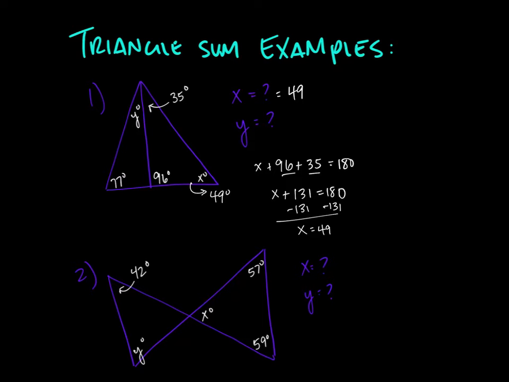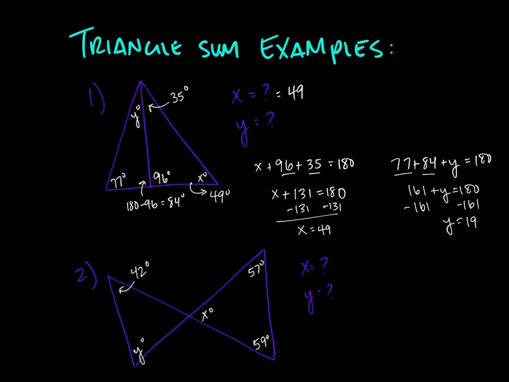So I'm going to look at this angle, and that angle is going to be 180 minus 96, which is 84. So that angle is 84. And that means that 77 plus 84 plus y needs to equal 180. Again, I'm going to combine my like terms right here. 77 plus 84 is going to give me 161. So 161 plus y equals 180. And then if I subtract 161 from both sides, y would have to equal 19.